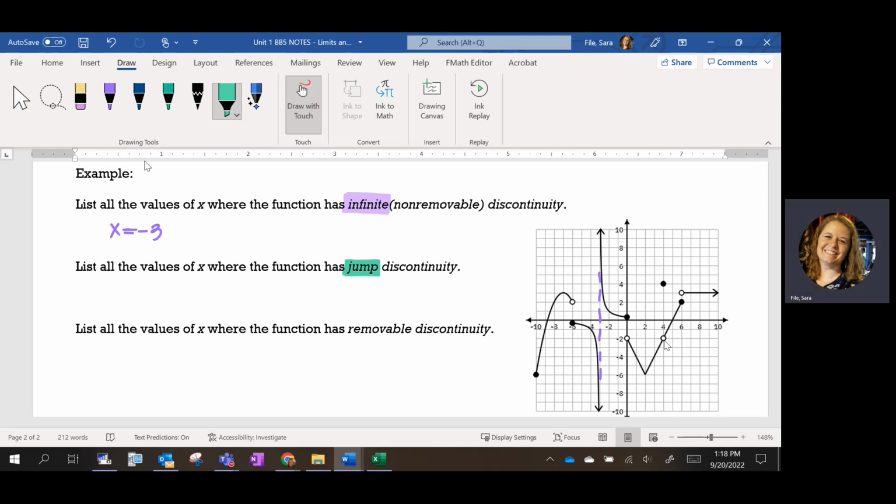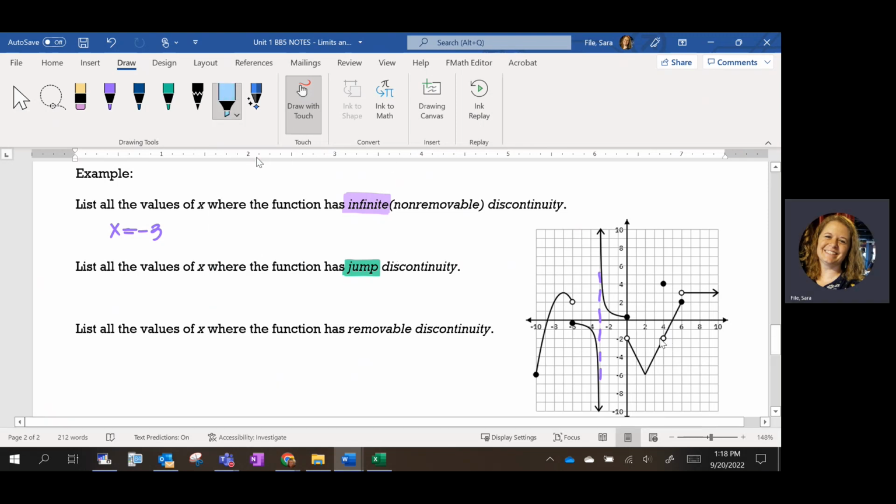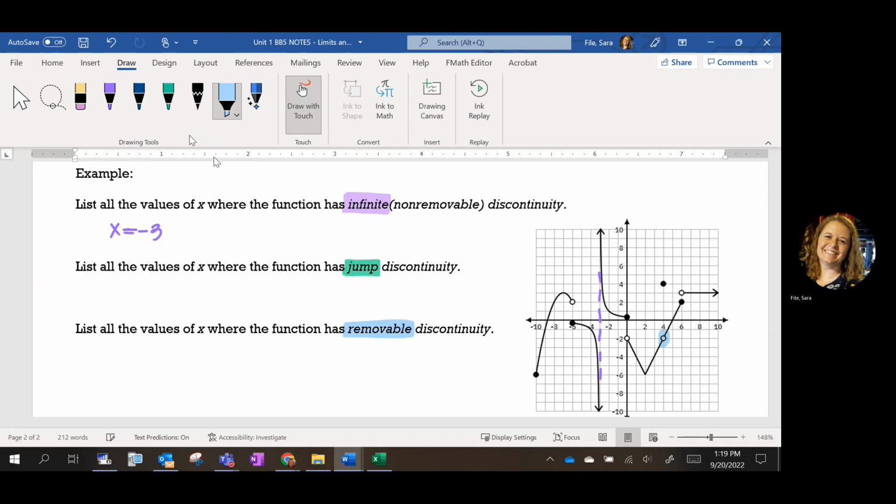At 4? Well, no, at 4, this is just the graph. This is almost continuous. There's just this one little hole. What's that called? That one's called removable. Okay, so I'm going to go ahead and mark that. When you have that, that is removable. So when it's just a hole in the graph, that's removable. So that's x equals 4. There's a removable.